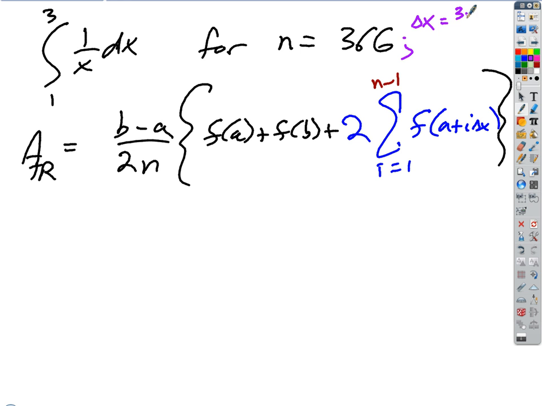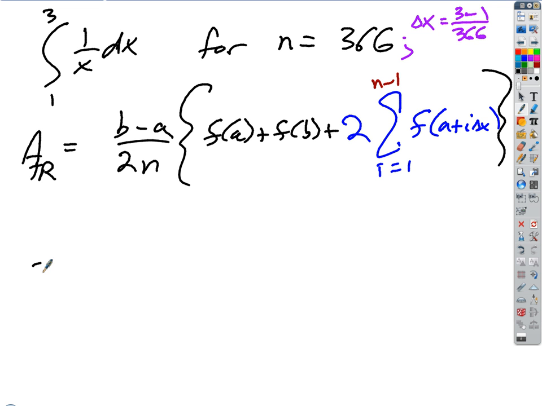Say it again, yeah, right? 3 minus 1 over 366, so that's 2 over 366, so 1 over 183. Good. Okay, so we know delta x. We know A, we know our function is what? 1 over x. So we ought to be able to make this transition then.